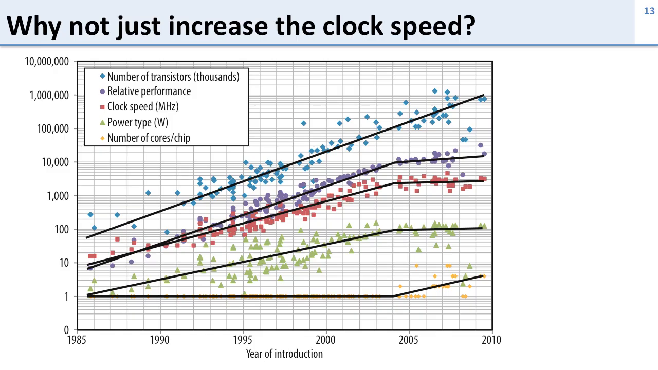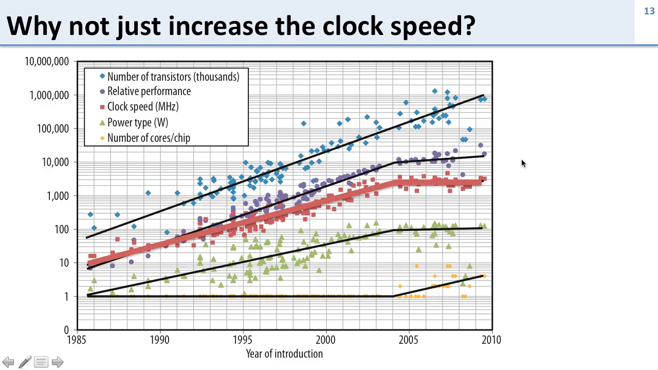So why shouldn't we just increase the clock speed? That seems like the easiest way to make things run faster. Here's some data we saw at the beginning of the course. It gives us the year versus a scale, and the scale is logarithmic. Here's the relative performance. We see performance was increasing nicely and exponentially, remember this is a log scale, up until about 2004, and then things got much slower.